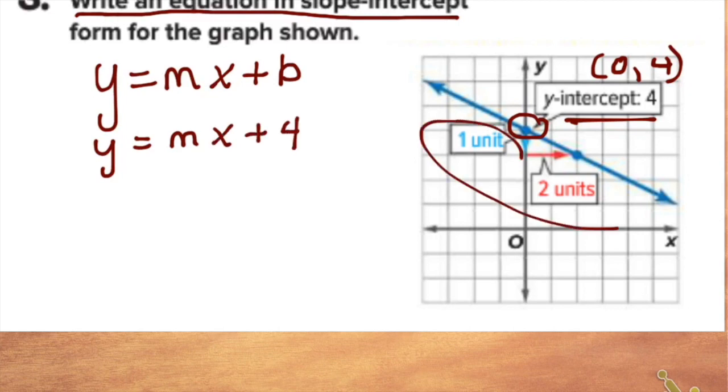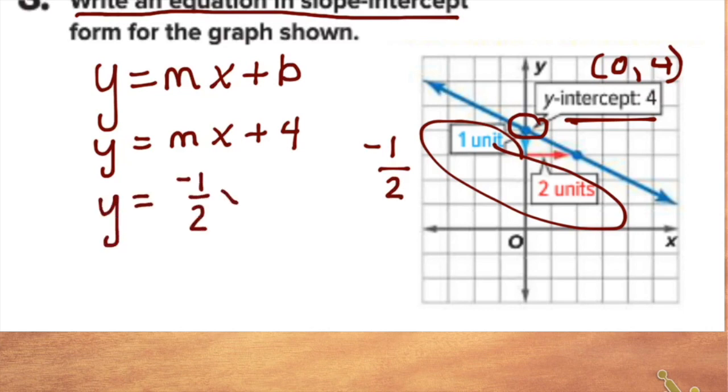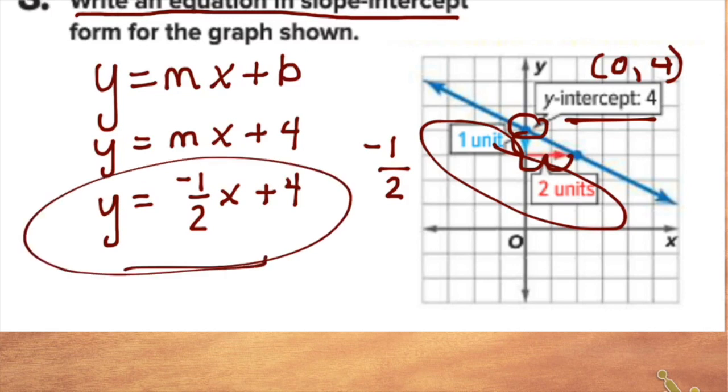Then the slope, again, they're giving that to you from one point to the other. We're looking at down 1 over 2. So down 1 over 2 indicates a -1/2. So again, we're just looking at that slope, down 1 over 2, -1/2, and we have our equation.